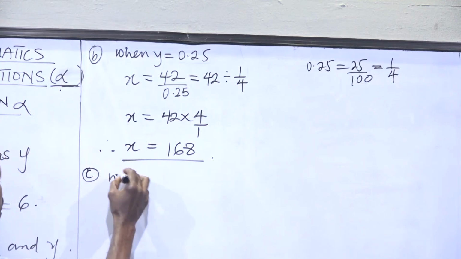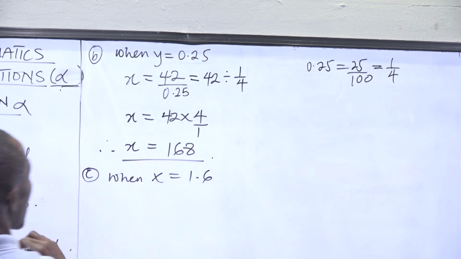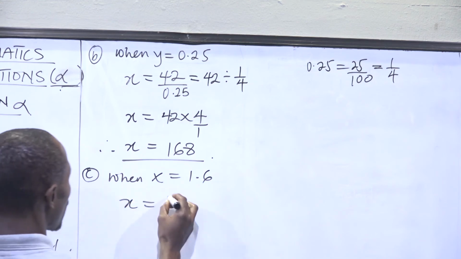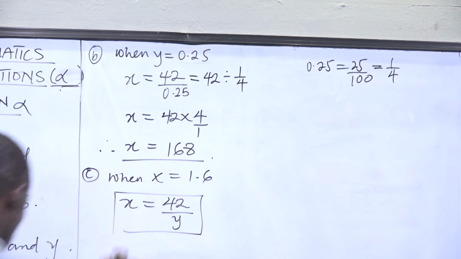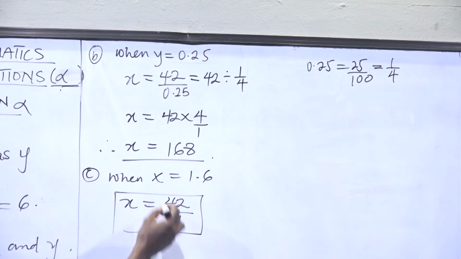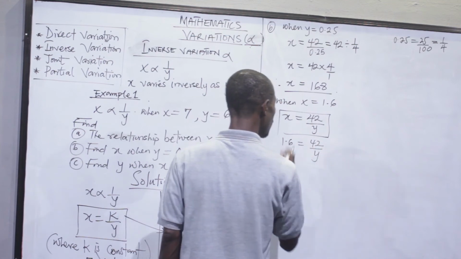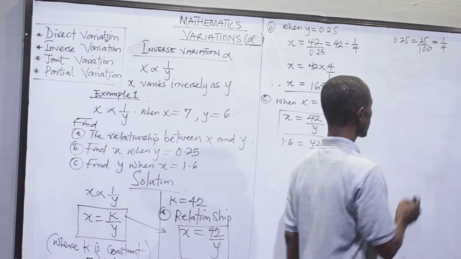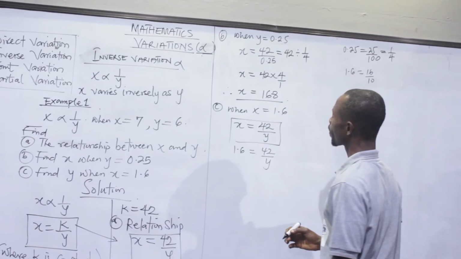When x equals 1.6, we go back to the formula again. What's the formula? x equals 42 all over y. Is that not so? This is it here. So we're now going to do what? Place 1.6 here, equals 42 over y. Now 1.6, let's convert 1.6 again.